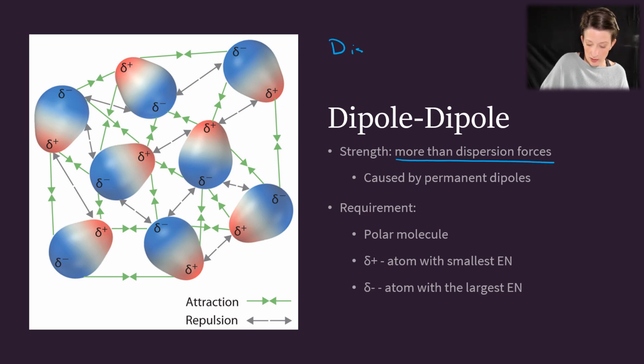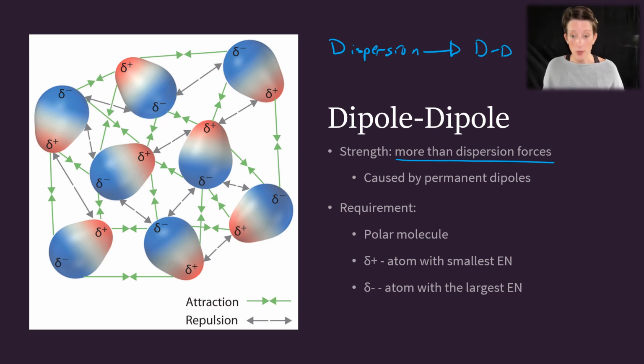So we talked about our dispersion. And all molecules have dispersion. They can all create instantaneous and induced dipoles. But if you have a compound that already has permanent dipoles, so you have a permanent slight negative and positive charge, you move on to this interaction of dipole-dipole.